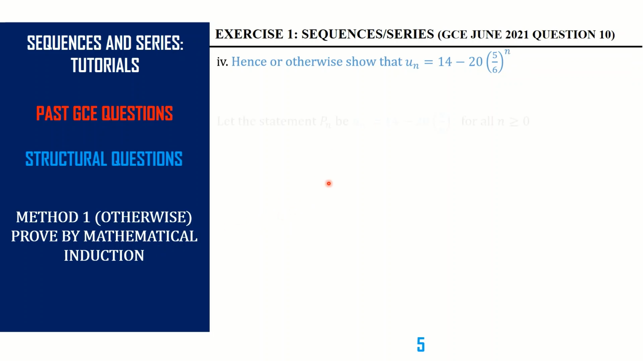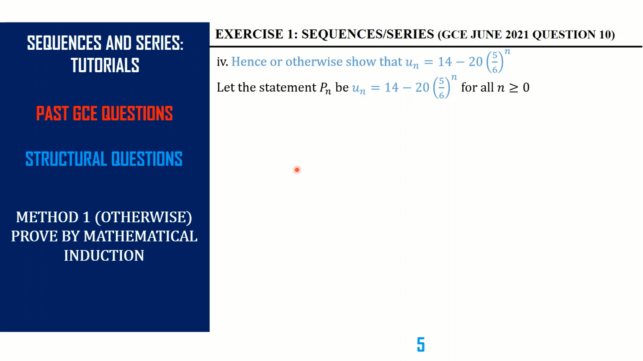So this is how it goes. The first thing is to let the statement P(n) be u_n equal to 14 minus 20 times (5 on 6) raised to the power n for all n greater than or equal to 0. And our main objective is to prove that the statement P(n) is true. So if we prove that the statement P(n) is true, it means that this is true, and we have succeeded in proving that u_n is equal to that function in terms of n.